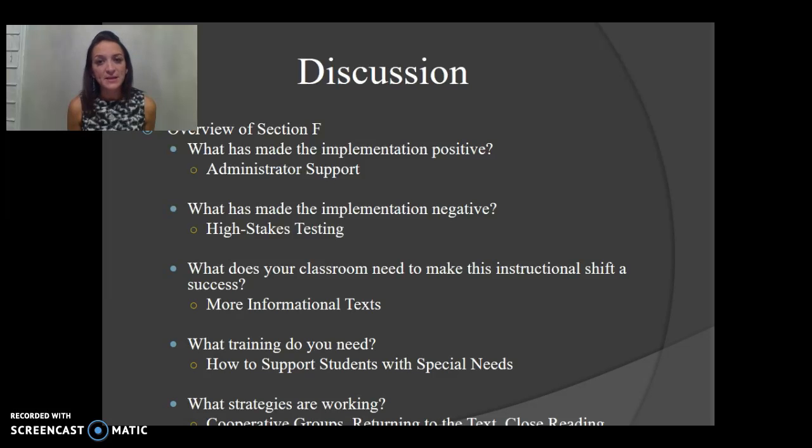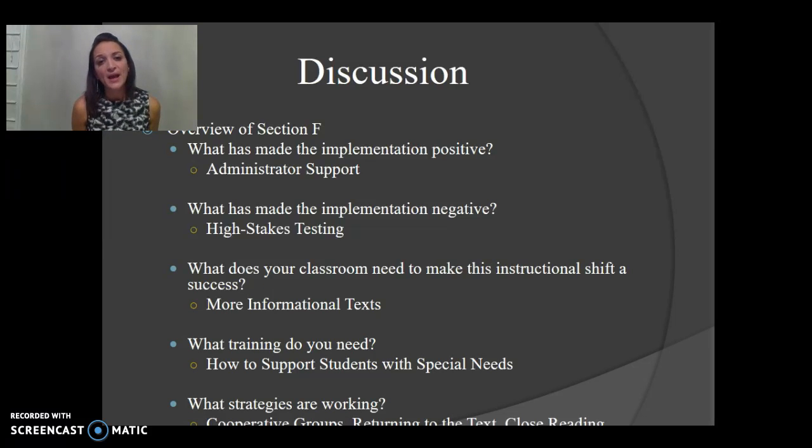Another question is what has made this implementation negative? And that's considered to be high stakes testing. And another concern is supporting the needs of diverse learners and having appropriate resources to effectively do that.